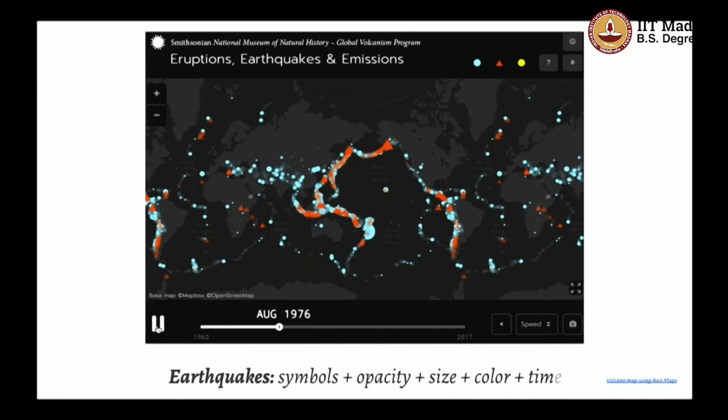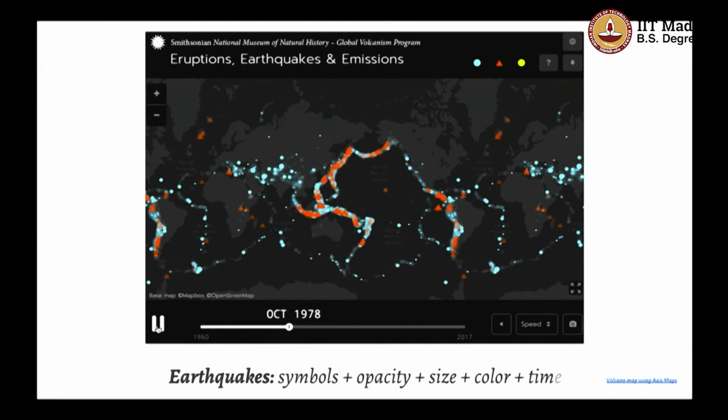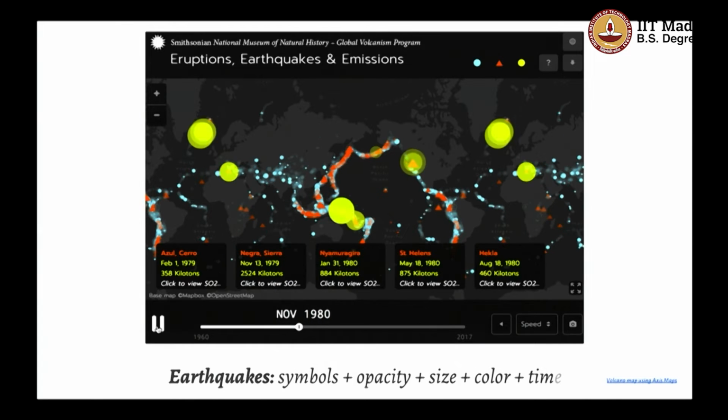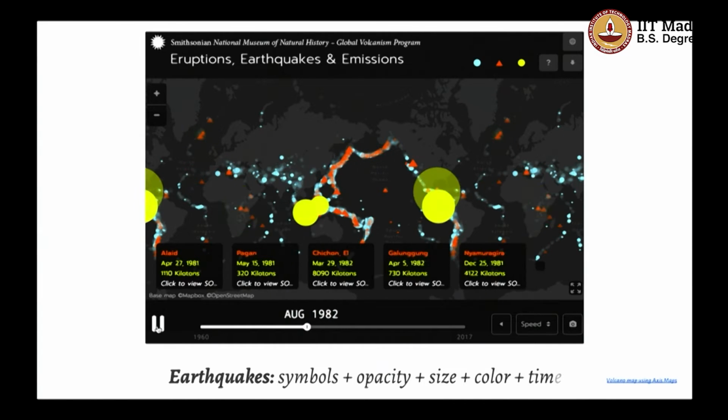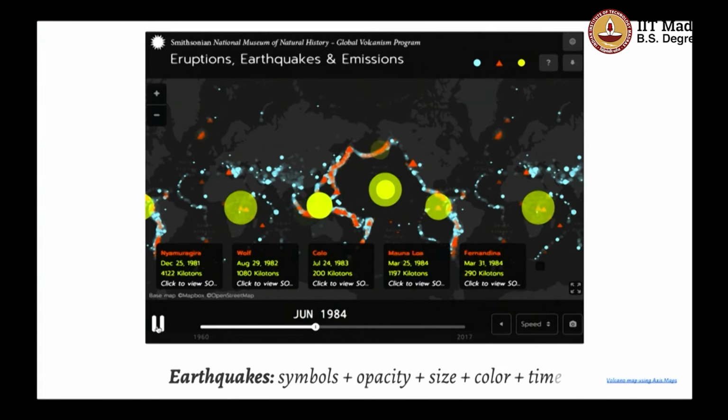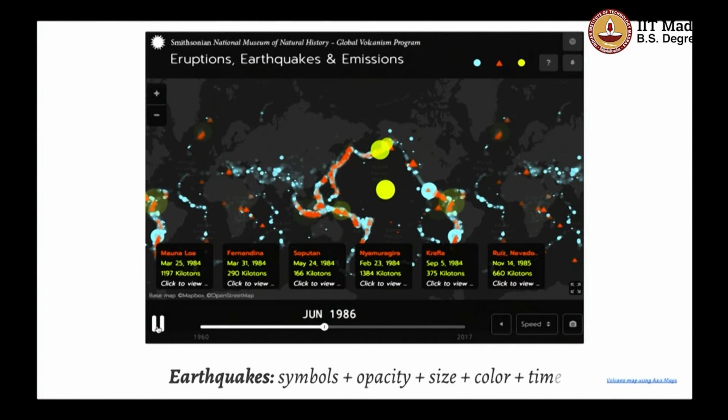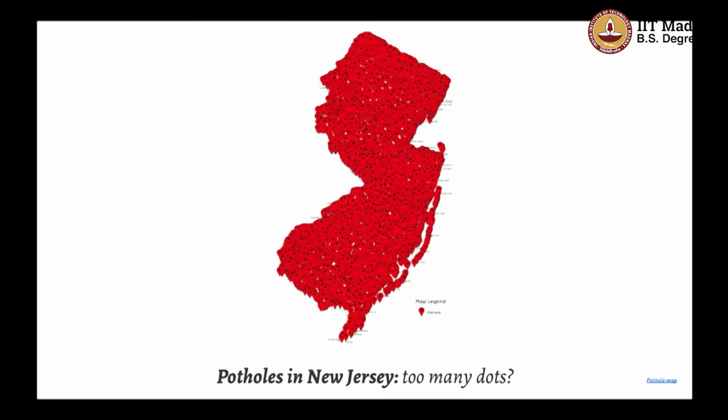But in this case again we have a time axis, there's some opacity, there is some size used to represent magnitude, and this is after they started recording a lot of emissions across the world, and this again becomes a nice visual way to show information.